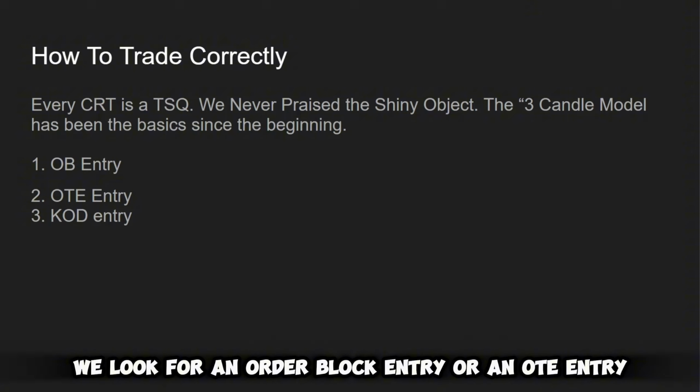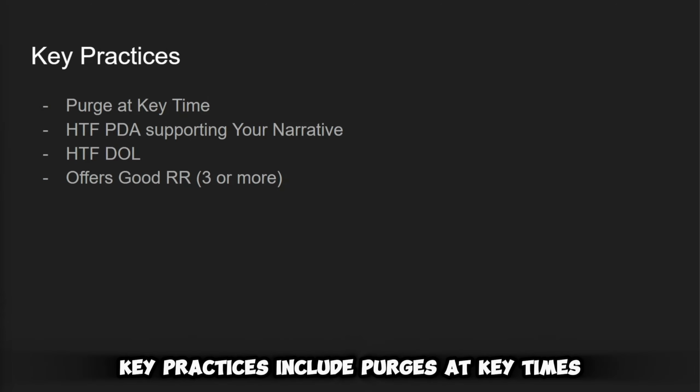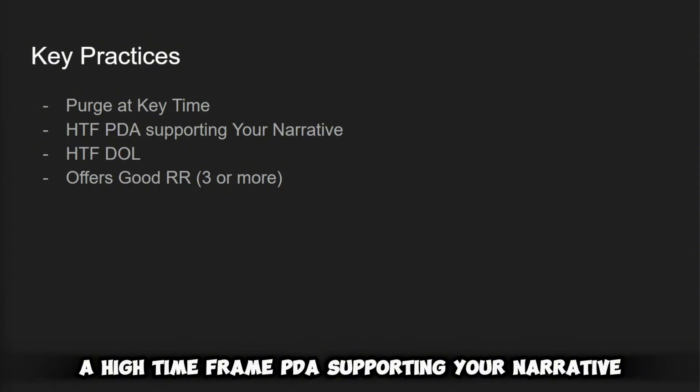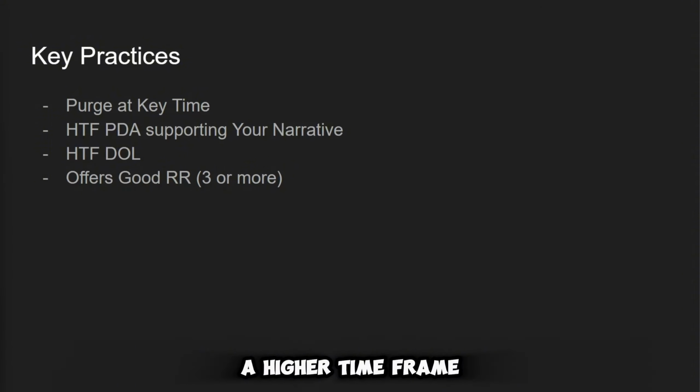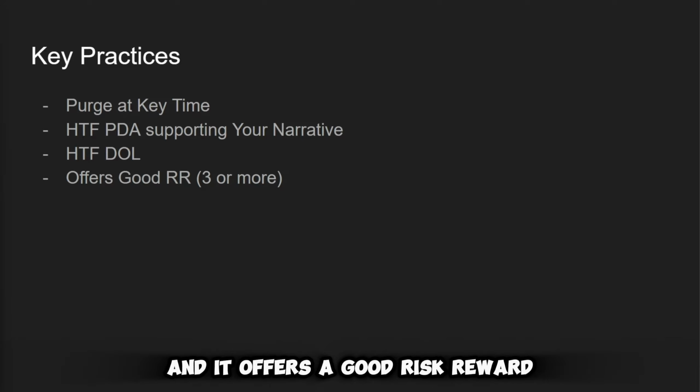We look for an order block entry, an OTE entry, or a kiss of death entry. Key practices include purges at key times, a high time frame PDA supporting your narrative, a higher time frame draw on liquidity in the opposing end of the range, and it offers a good risk to reward. We look for about 3 or more.